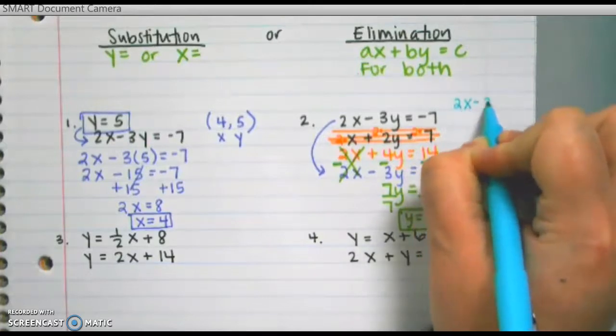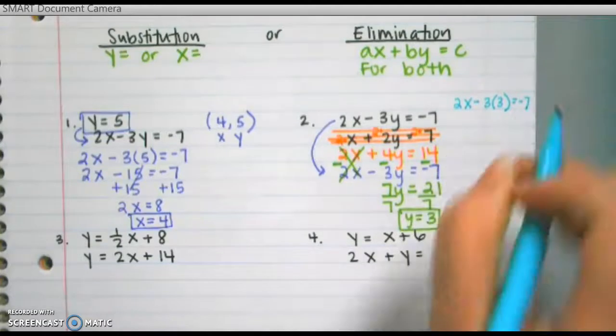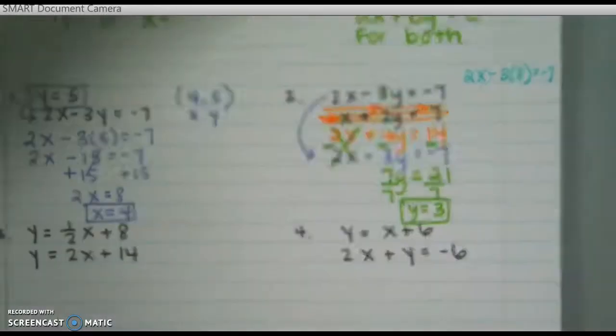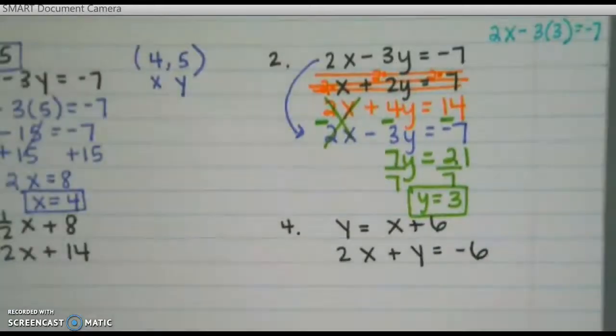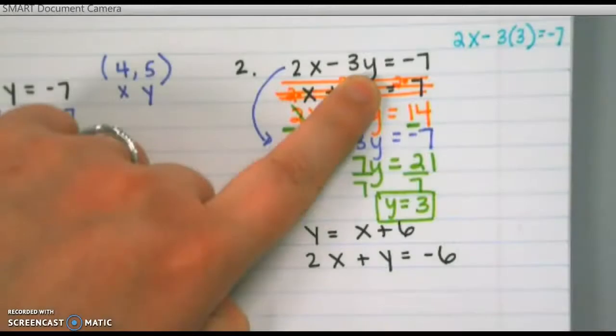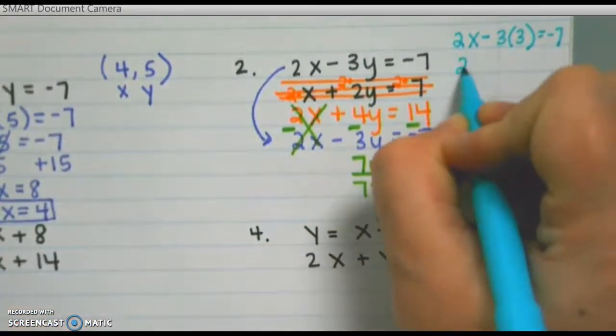2x minus 3 times 3 is equal to negative 7. I know it's a little bit squished in there, but hopefully you can see. So I'm taking this top equation and replacing the y with 3, and now I'm going to solve this for x. So multiply.